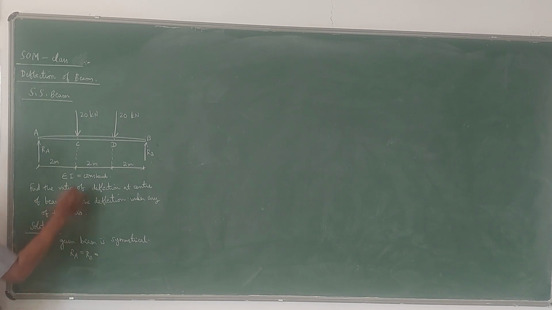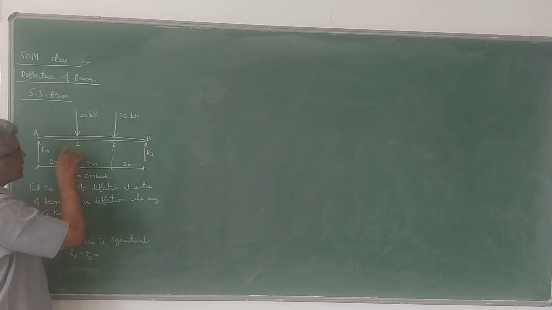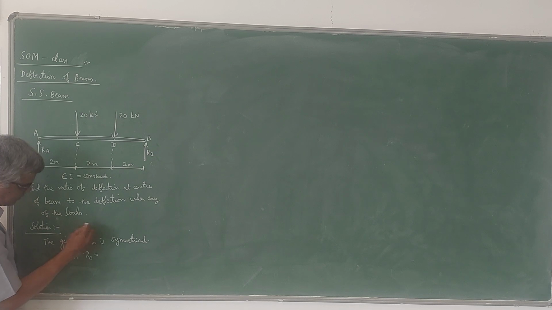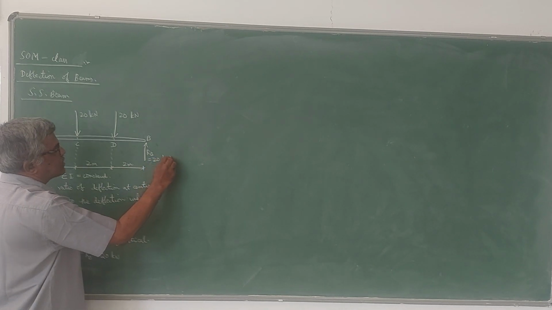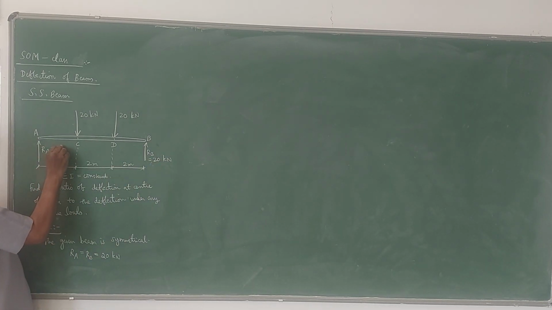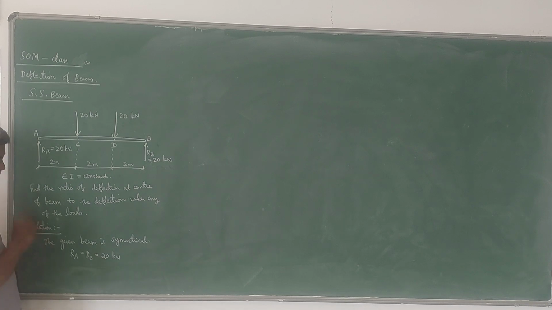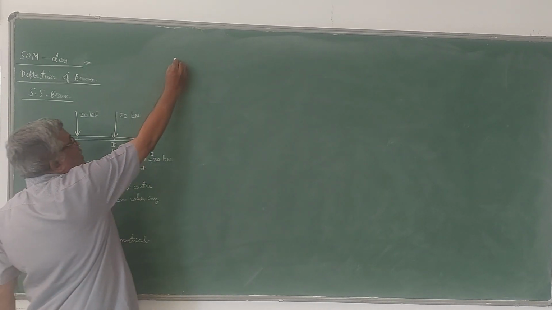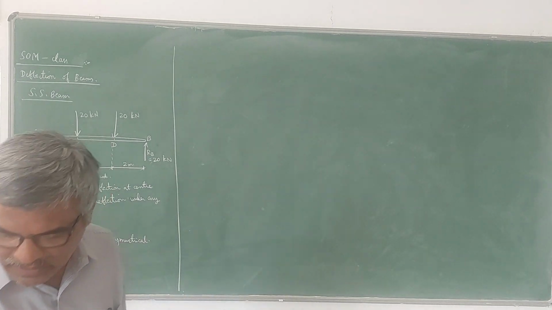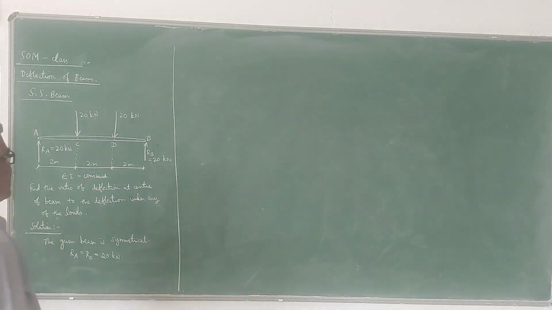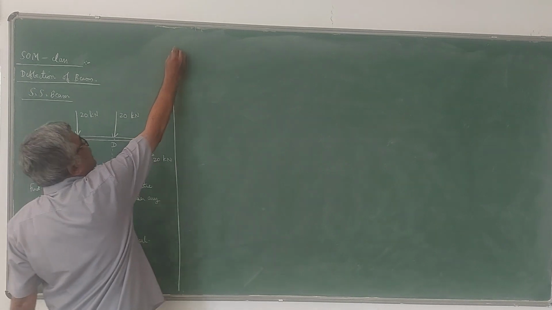So the total load is 20 plus 20, 40. That is equally shared by the reactions. So this is also 20 kN. You can see that the reactions are also equal and they are equal to 20 kN. Once you know that the beam is symmetrical, one important thing is deflection is maximum at the center. This I have told in the beginning class.